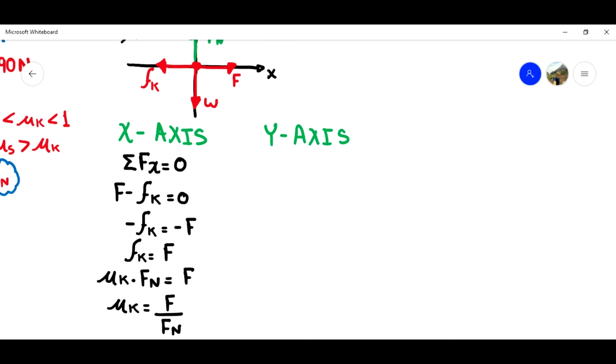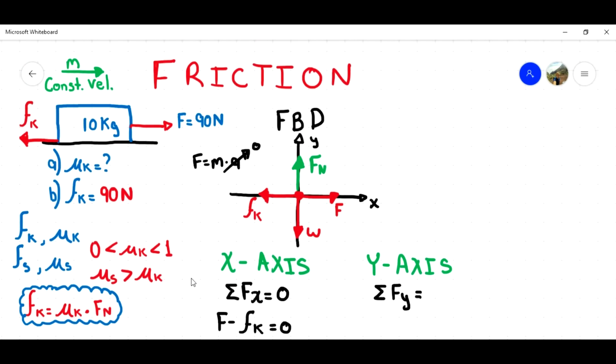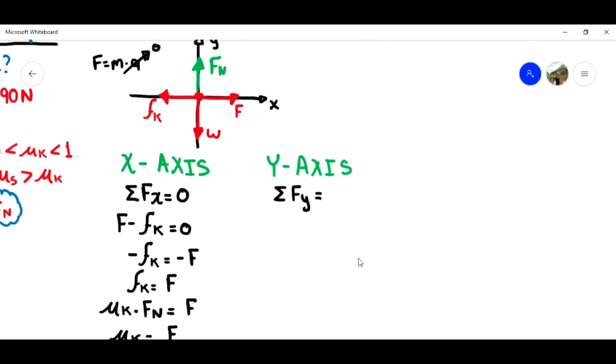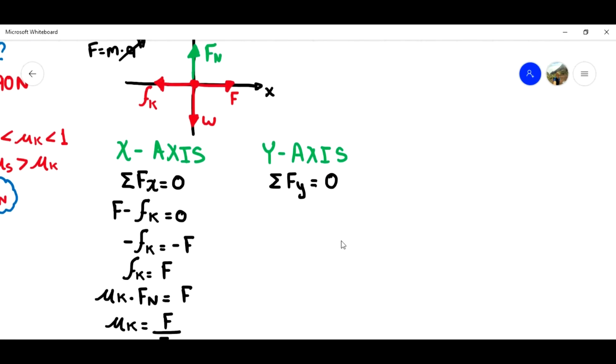Okay, so let's continue with the analysis. The sum of all forces in y, in this case the block is not going to move in a vertical way. Okay, so it's in equilibrium, so that means that the sum of all forces in y is 0 too. So I want you to look at this. In both axes, the forces equal 0, so that means that the system is in balance, in equilibrium. Okay, so normal force goes up, the weight goes down, so normal force minus weight equals 0. So that means that the normal force equals the weight.